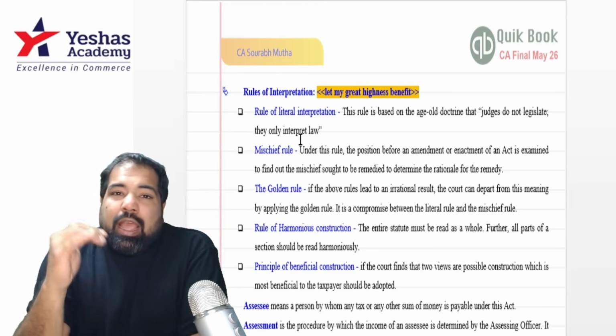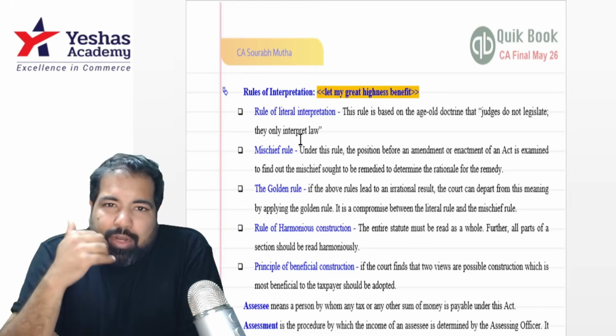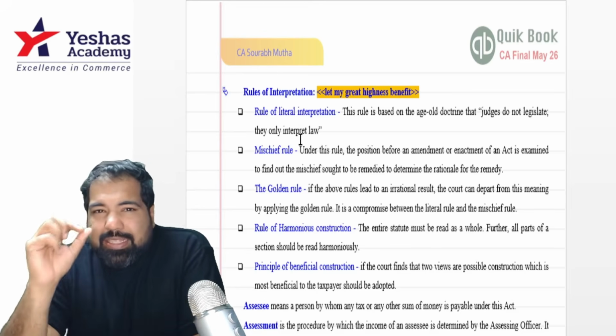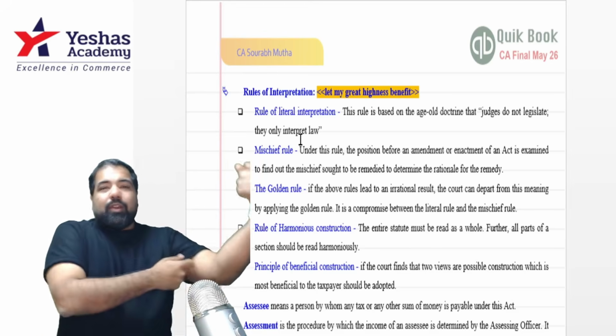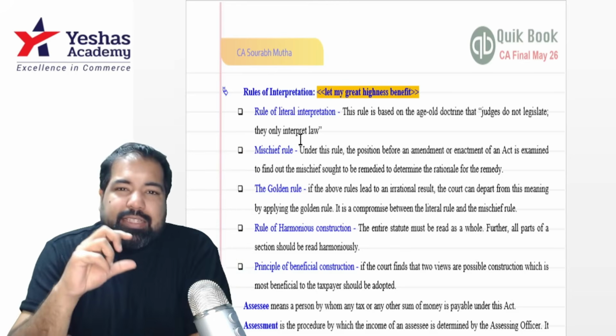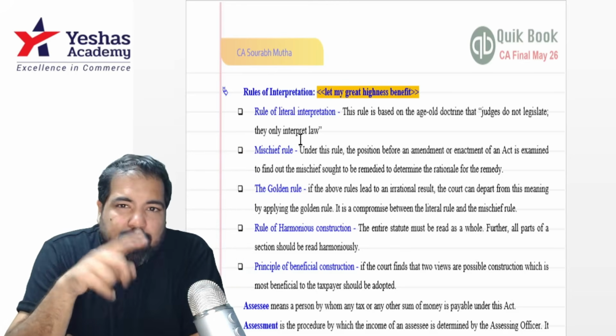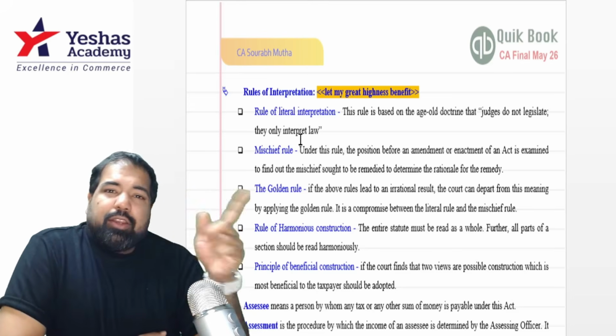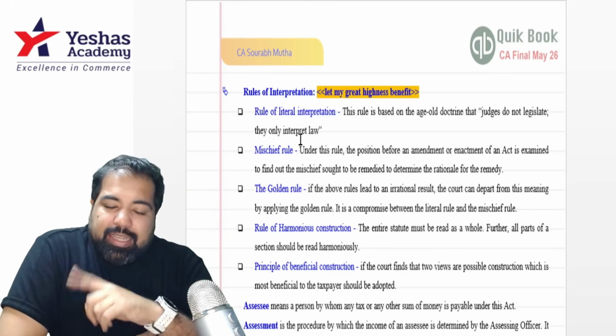Next, mischief rule. If literal interpretation is not working well, then you look at the mischief rule. Mischief rule basically means what? That means people are trying to abuse or circumvent a law, and that is the reason the amendment was made. So you have to look at the mischief. What was the loophole that the amendment covered, and you have to interpret it in that manner.